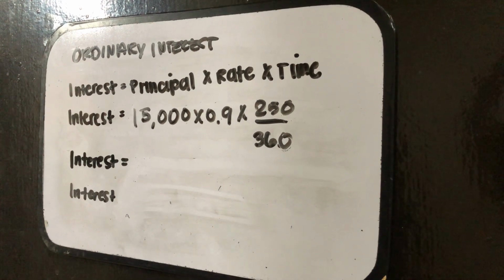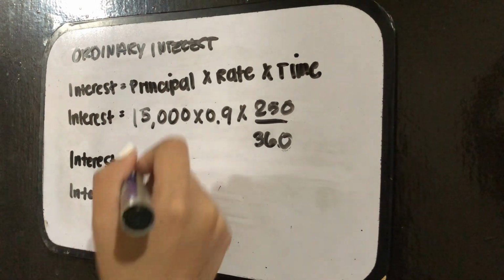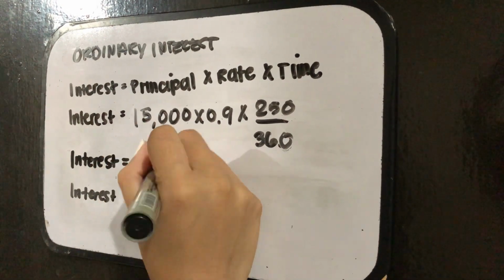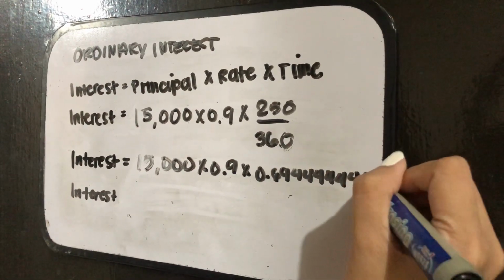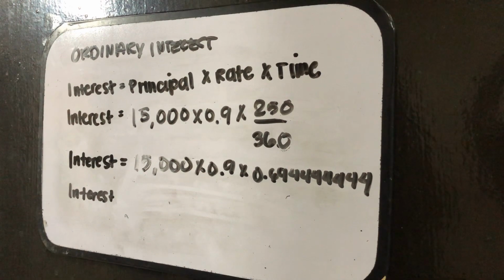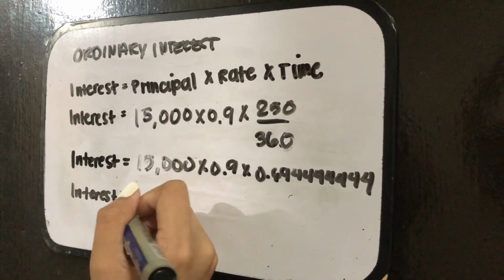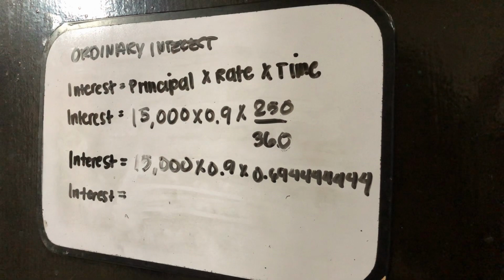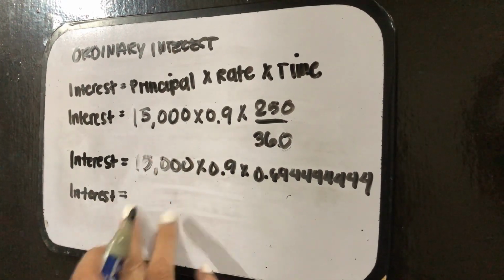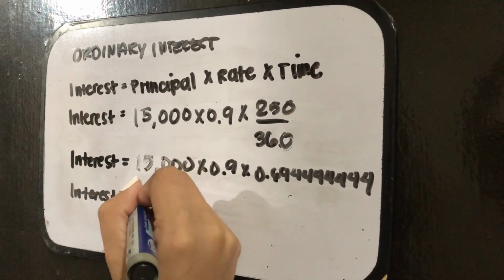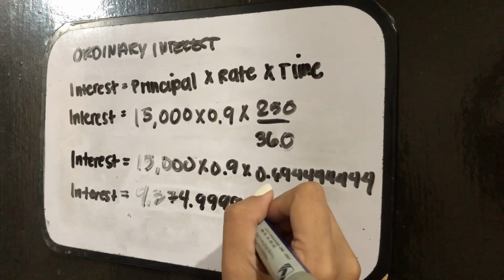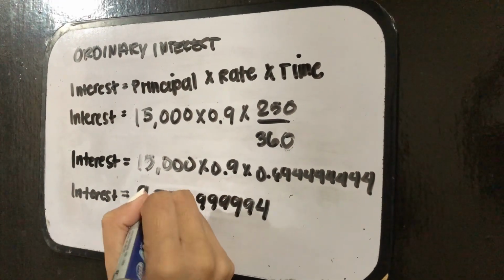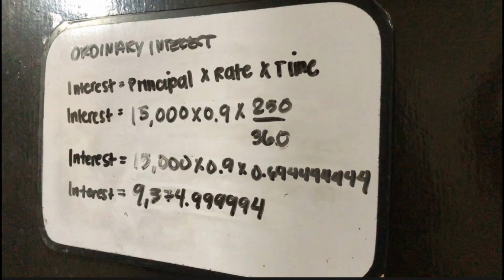Same process lang din yung gagawin natin. 250 i-divide sa 360. Then kapag na-divide na, ang result nito ay 0.69444444. Then ipagta-times mo na ulit silang lahat. Then ang result ng interest natin ay 9,374.999994.